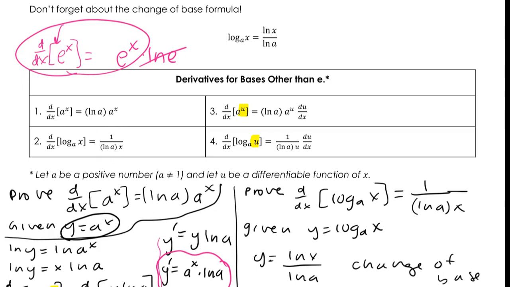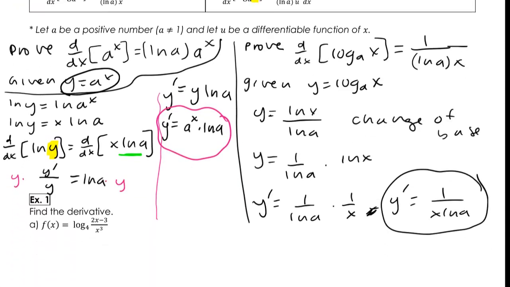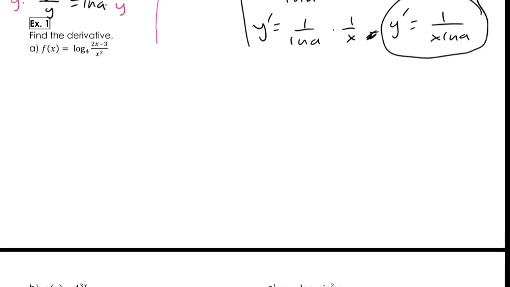In case you were interested, again, I memorized this. In order to do this derivative, I just quickly rewrite it as change of base and then go forward. Okay, let's look at example 1 now. Find the derivative. I'm going to do it two ways. I'm going to do one with the formula and one with change of base, okay? And then you guys can choose what you like. It really doesn't matter to me, whatever helps you to learn.